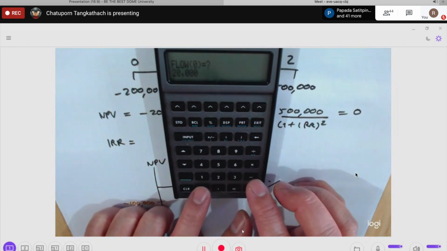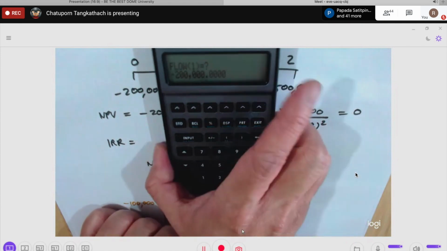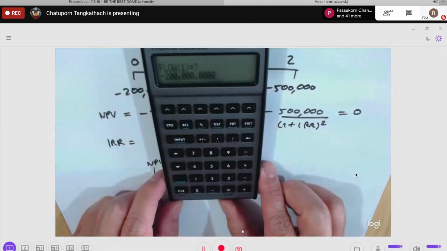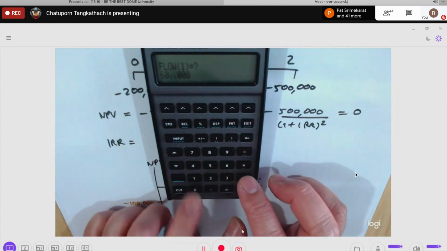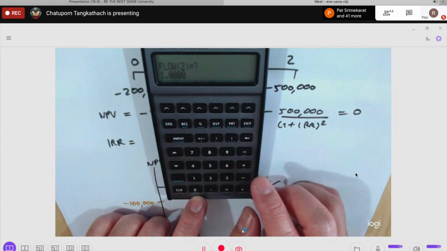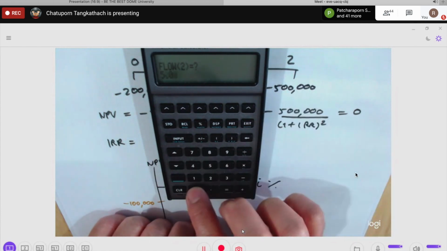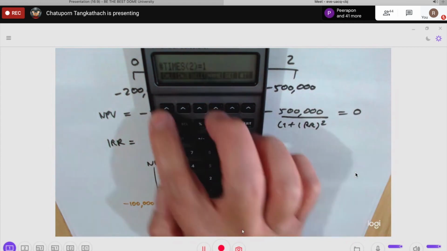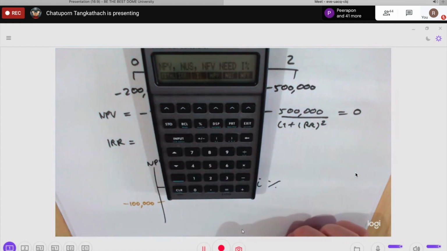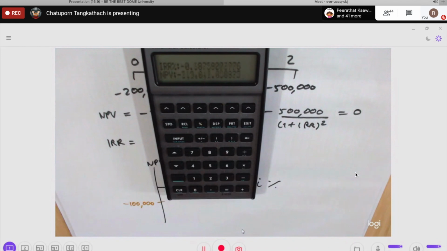200,000. This is CF0, the cash flow in year 0. Put it there. Cash flow next year, 600,000. So 600,000. Flow number 2, this is the cash flow in year 2, 500,000, negative. So for this one, when I ask the Hewlett-Packard financial calculator to calculate it, I need to press IRR here.